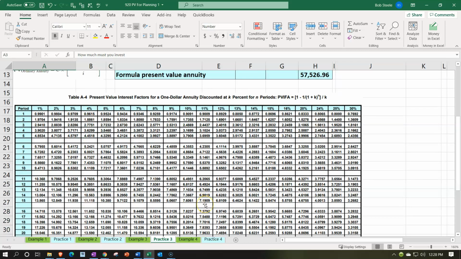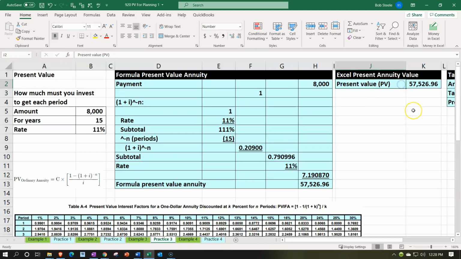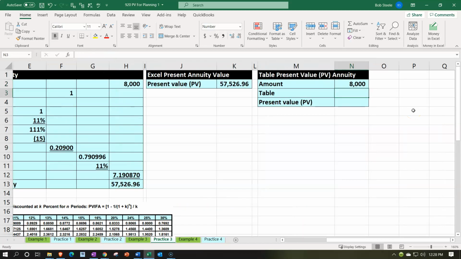11%, 15, that's going to be the 7.1909. Let's add some decimals. Home tab, numbers, decimals, underline it. Home tab, font, underline, multiply it out. This is the 8,000 times that amount, adding a couple decimals again. Home tab, number, decimals. So it comes out to something slightly different.